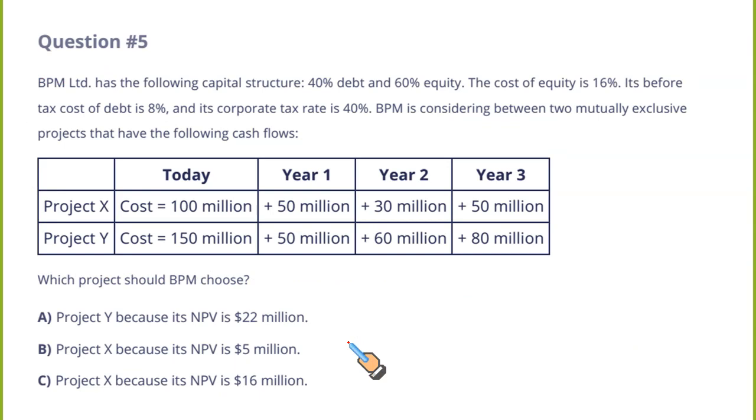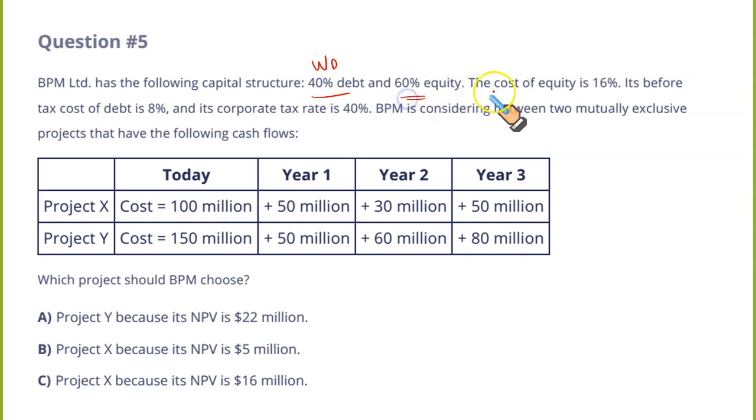Here we go. BMP Limited has the following capital structure: 40% debt. This is the weightage of debt. You can write it as WD. I do not go for niceties. I just need the numbers and plug them in the right place and get your result. Speed and time. You do not have the time for niceties.